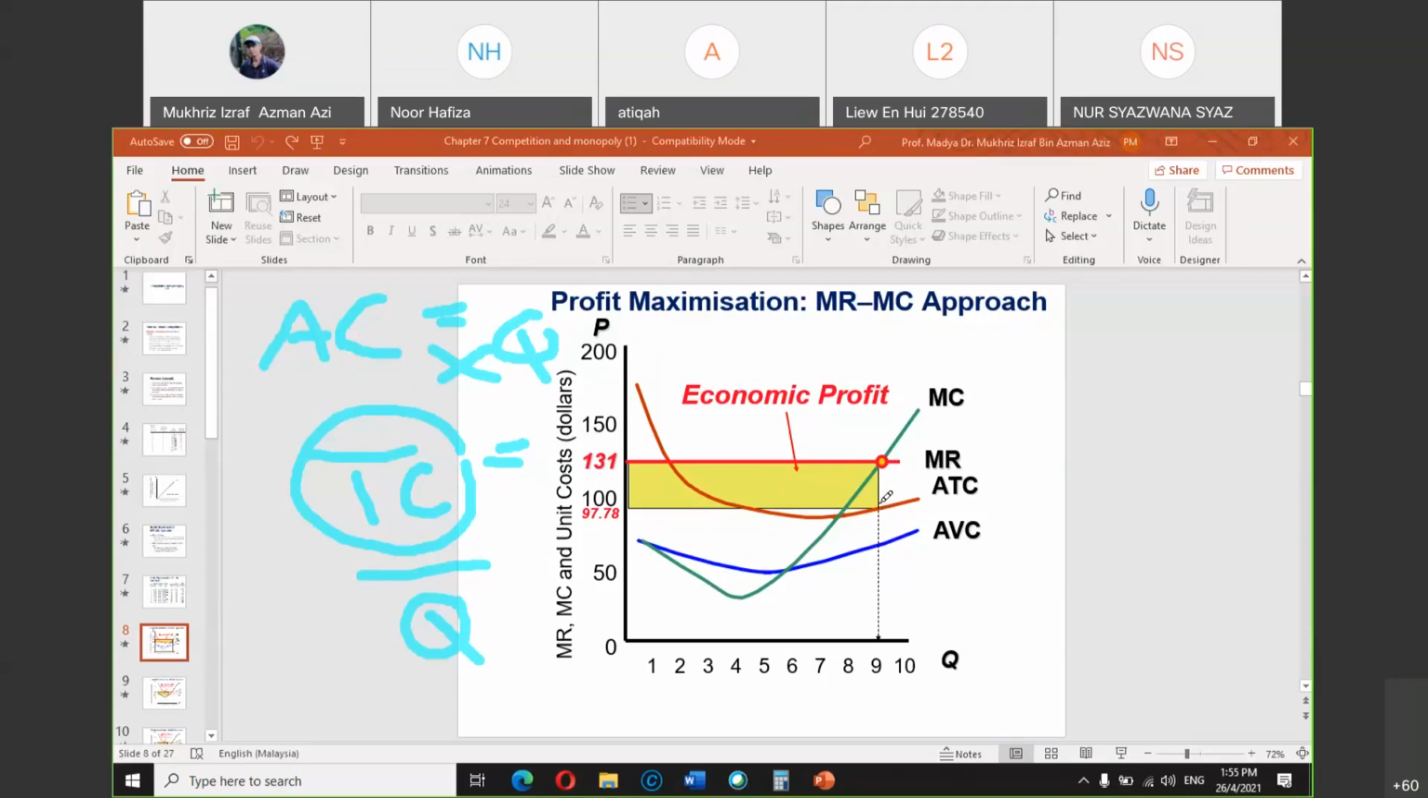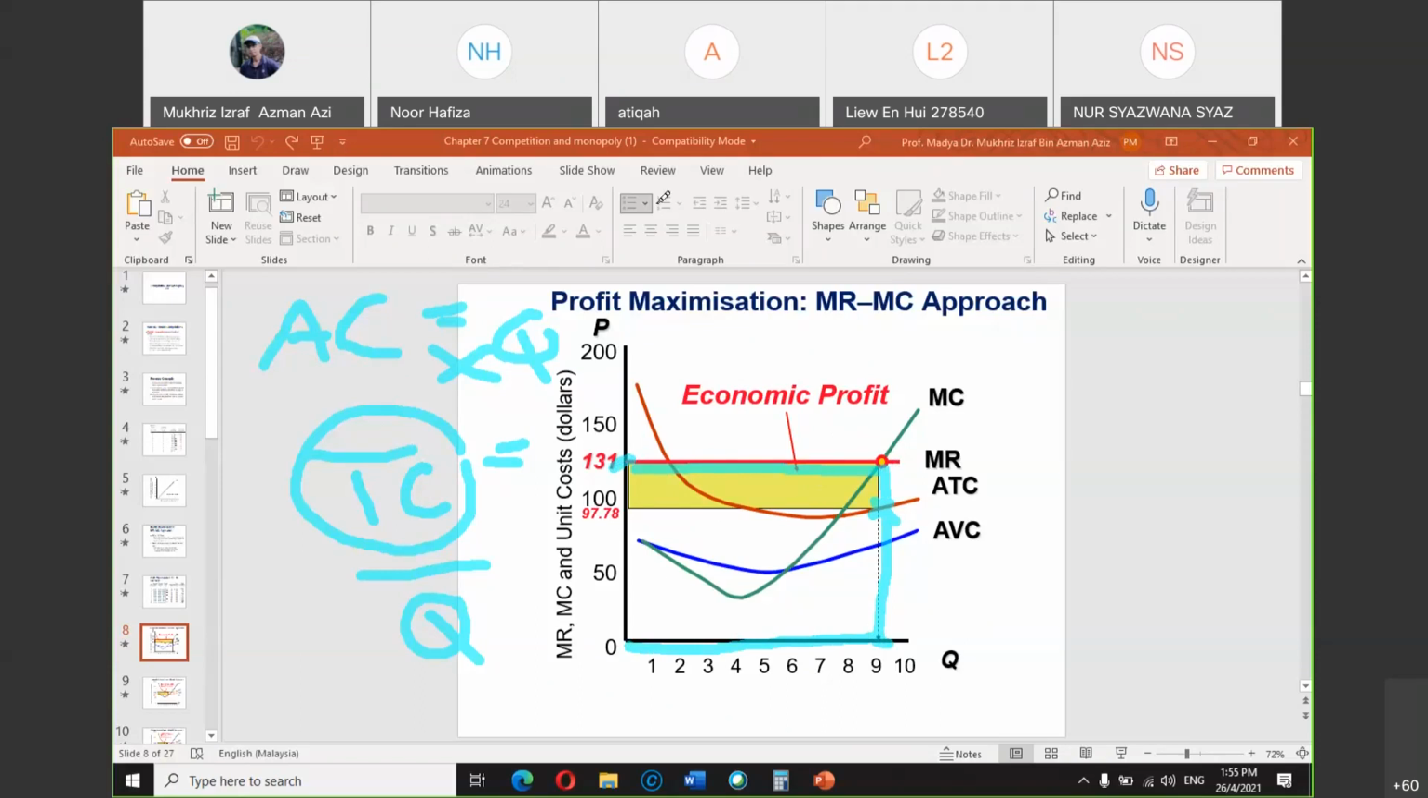So at this point, when we first determine according to MC equals MR, we know that the quantity that maximizes profit is 9 units. Along this line, we can construct our TR. TR is the price point multiplied by quantity. So this will be the total revenue area. Okay, so this is our TR.